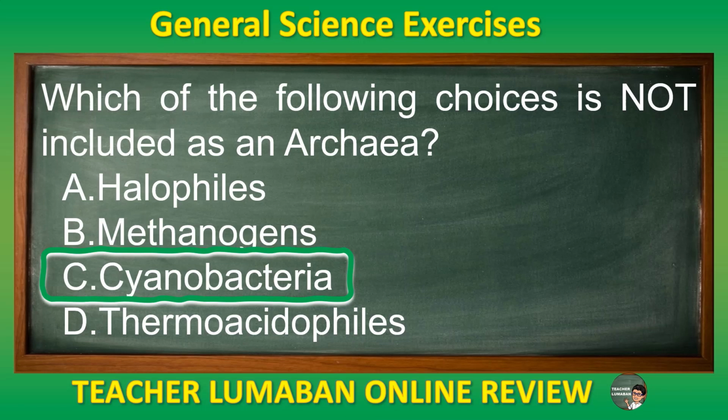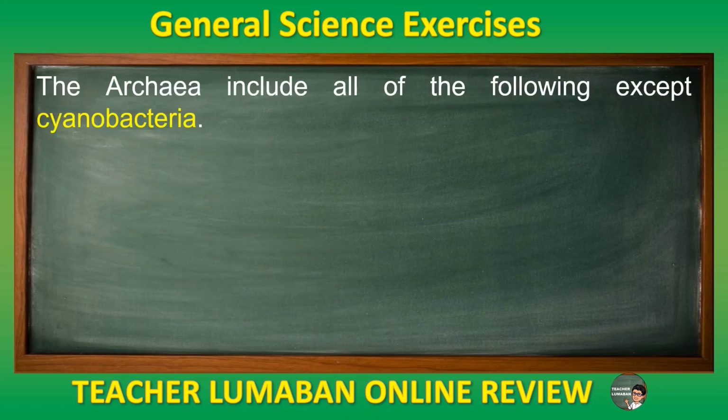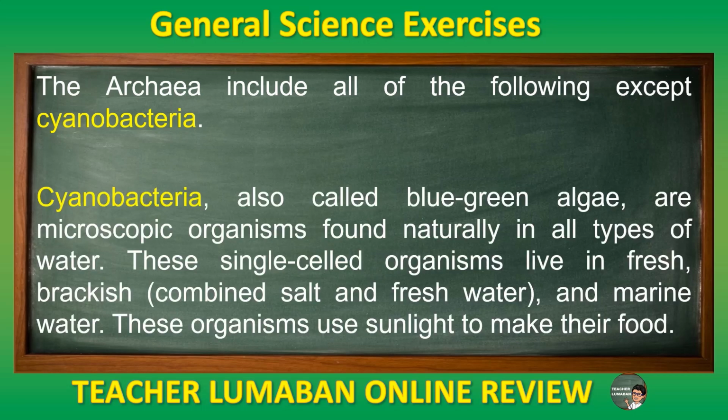Cyanobacteria. The archaea include all of the following except cyanobacteria. Cyanobacteria, also called blue-green algae, are microscopic organisms found naturally in all types of water. These single-celled organisms live in fresh, brackish, combined salt and fresh water, and marine water. These organisms use sunlight to make their food.